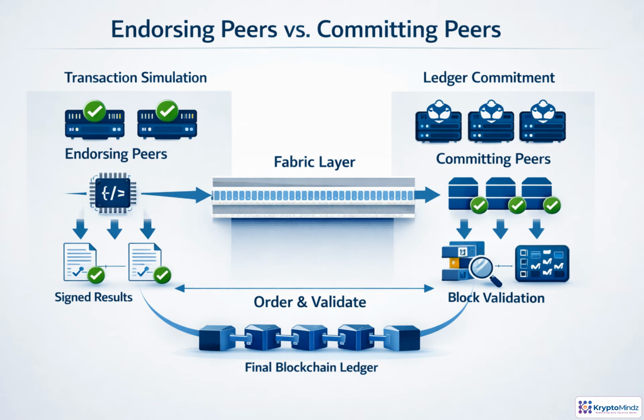Endorsing peers act as transaction simulators, while committing peers act as ledger guardians. Endorsers run the chaincode first, produce a read-write result, and sign that result. The ordering service then packages submitted transactions into blocks. Committing peers do not rerun the business logic. They check endorsements, detect version conflicts, and update the ledger. This separation is what makes Fabric's execute, order, validate model scalable and deterministic.